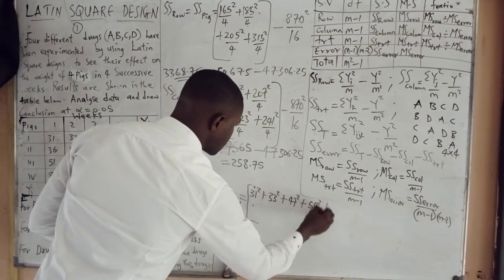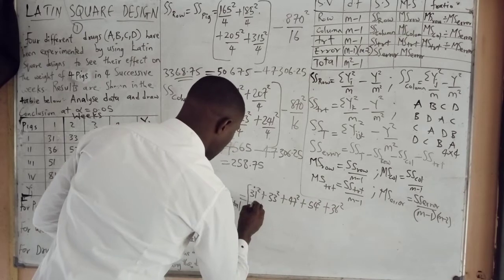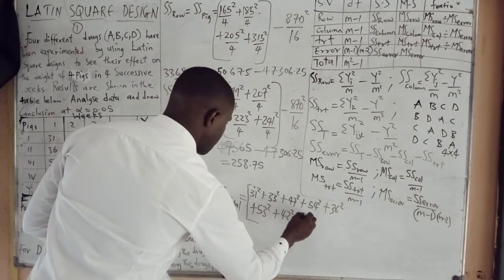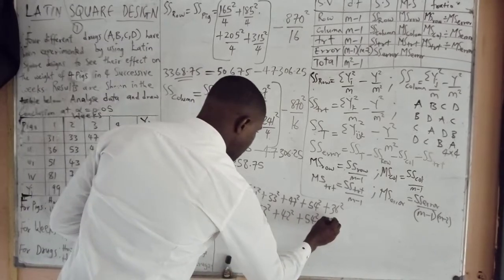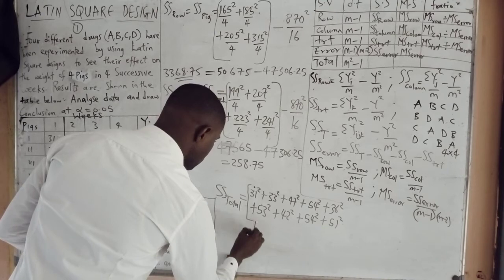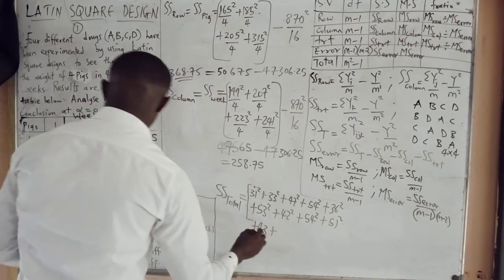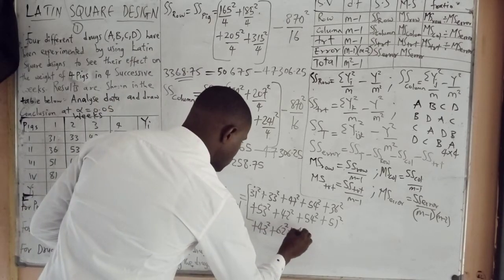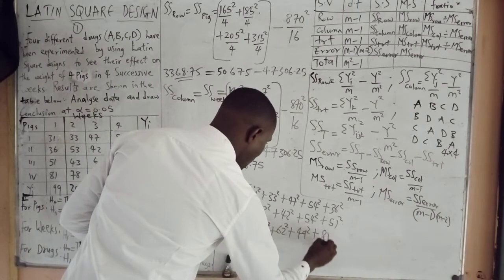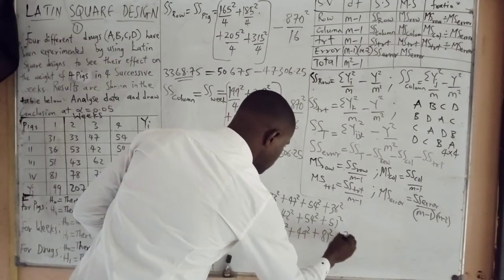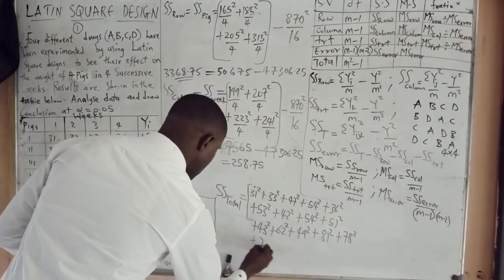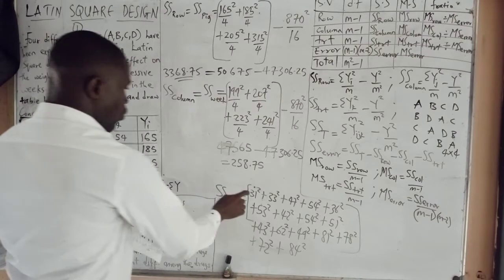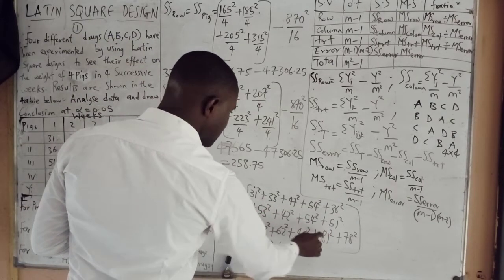54 squared plus 36 squared plus 53 squared plus 42 squared plus 54 squared plus 51 squared plus 43 squared plus 62 squared plus 49 squared plus 81 squared plus 78 squared plus 72 squared plus 84 squared. 1, 2, 3, 4, 5, 6, 7, 8, 9, 10, 11, 12, 13, 14, 15, 16.